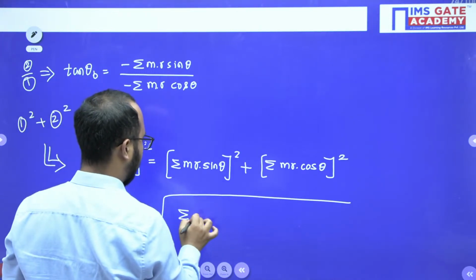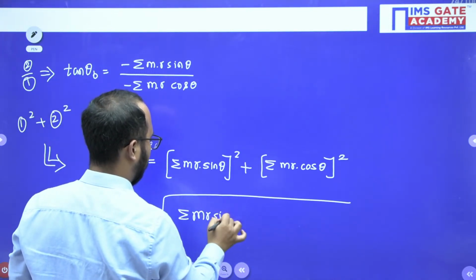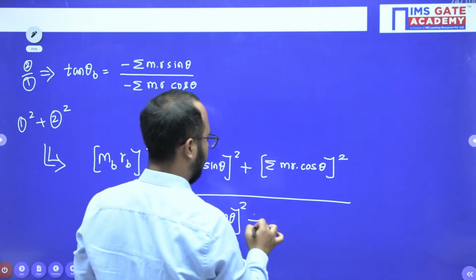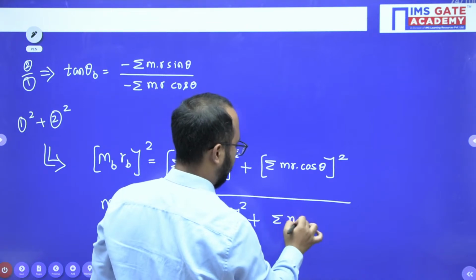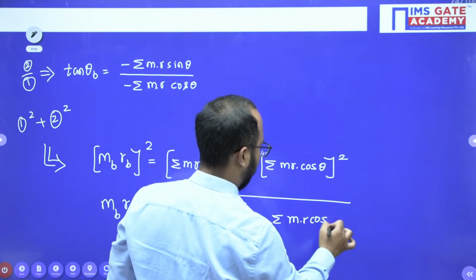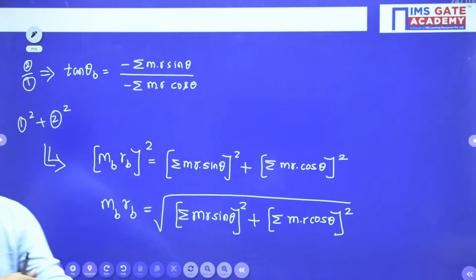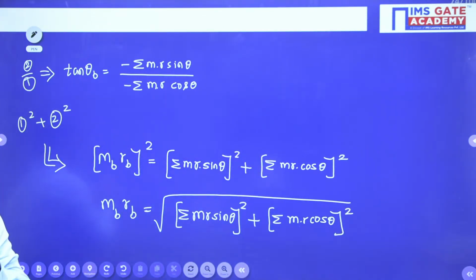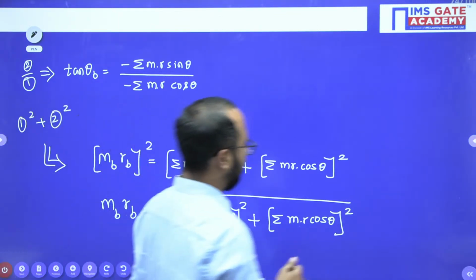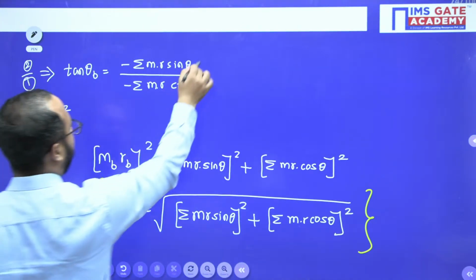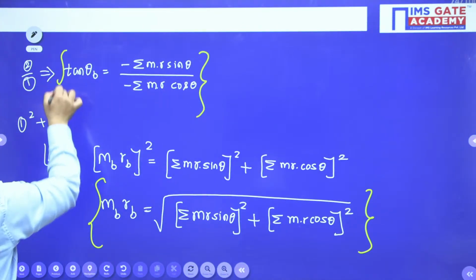Summation mr sin theta. Okay, done. Done, everyone. I hope this point is clear. So this is the relation number 2 we are having. Actually, this relation and this relation will help you to solve the unknown parameter they will ask.